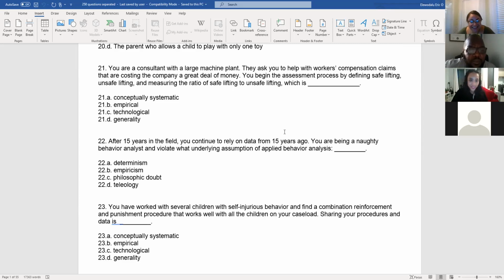Conceptual just means getting back to the principles. What they're actually doing here is stating the facts. He's defining what safe and unsafe lifting looks like. He's telling you the exact measurement of the ratio. He's giving you the facts. Oh yeah, empirical. Technological, that's your behavior plan. So if he was defining something, that would be more technological. And generality is the use across settings. So what's our final answer? B. Yeah, I guess B makes sense. So B, final answer? Yeah, 21 is B.